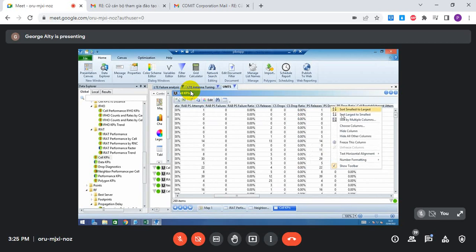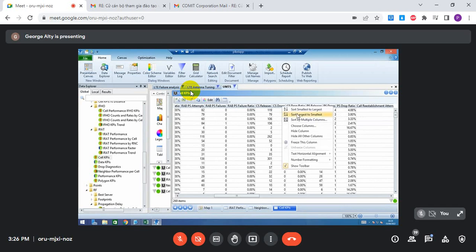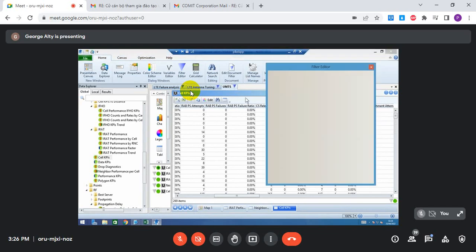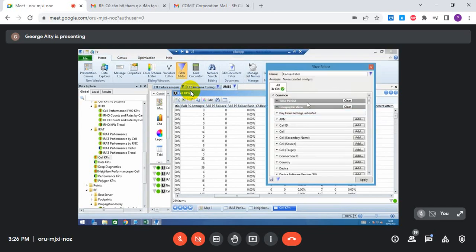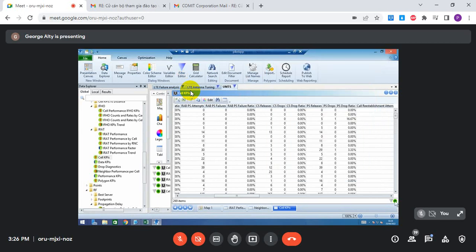Drops. Okay, so there's your PS drops. You see normal releases, PS drops, and PS drop rate here. So you can evaluate your drop rates. So that's another way of getting to the cell that you want to look at. Again, if I look at CS drops here, CS drops is pretty good within this area. Well, I don't know how to look at the whole RNC. Remember that I put the geographic area filter in there? So I'm going to clear that geographic filter, and I'm going to press apply again, and then rerun this analysis.